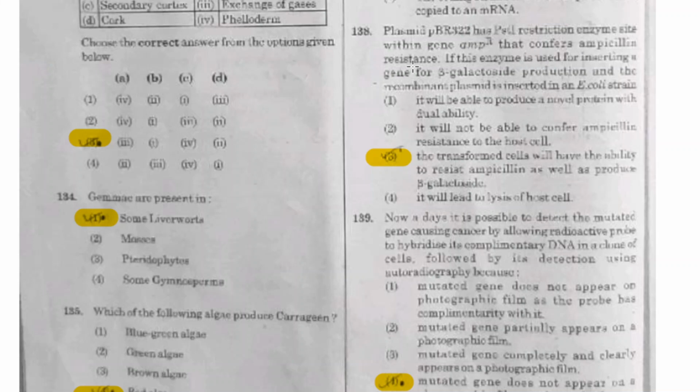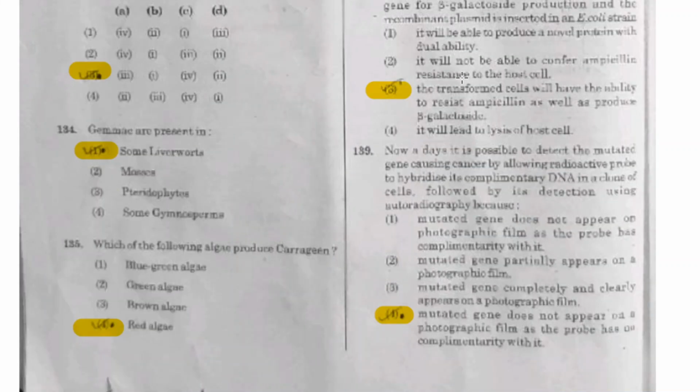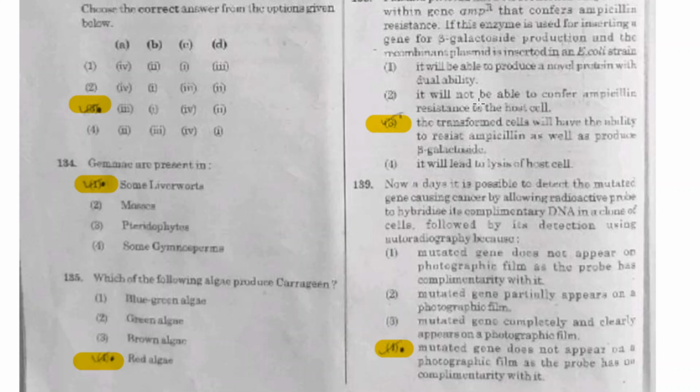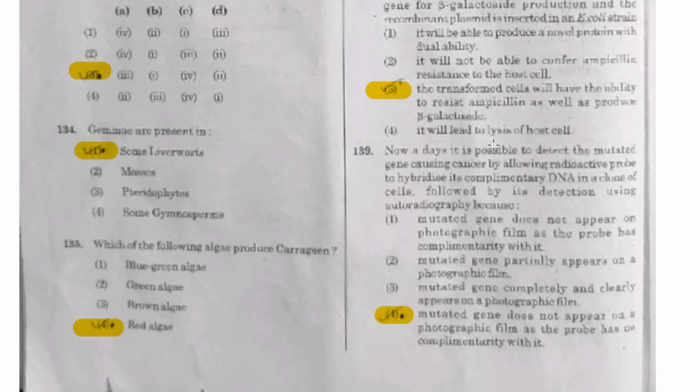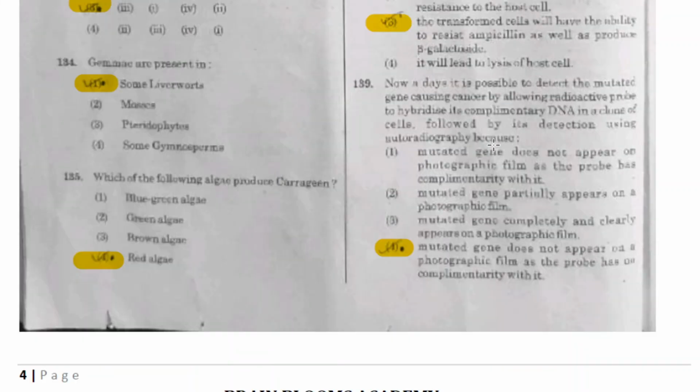Plasmid pBR322 has a unique restriction enzyme site within a gene for ampicillin that confers the ampicillin resistance. This is giving ampicillin resistance. Okay, this one. If this enzyme is used for inserting a gene for beta galactosidase production and the recombinant plasmid is inserted into an E. coli strain, what is the result? This is one question that may have taken a bit of extra time. See, this confers the ampicillin resistance. So the transformed cell will have the ampicillin resistance as well as produce beta galactosidase, so that the procedure would be getting on well.